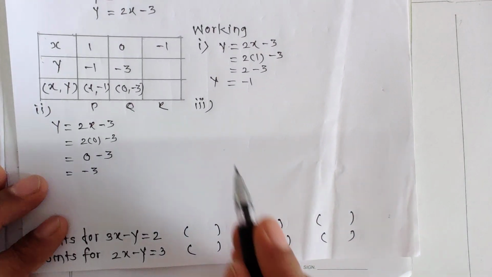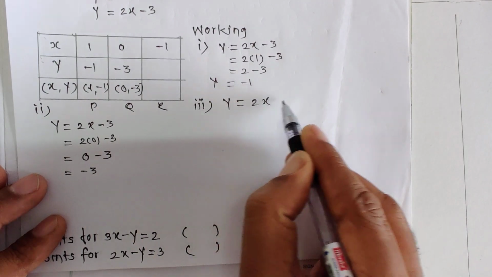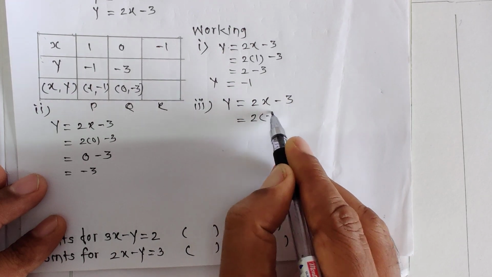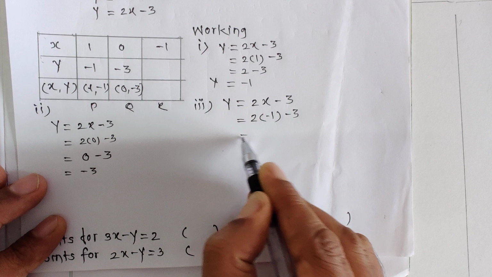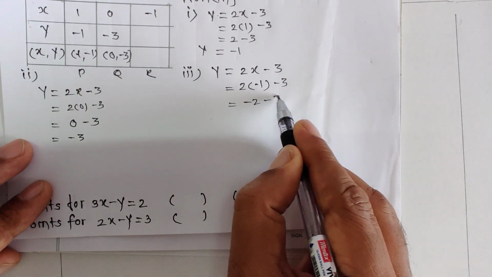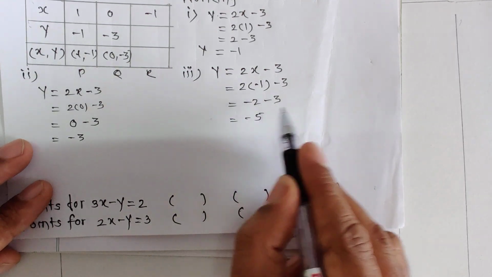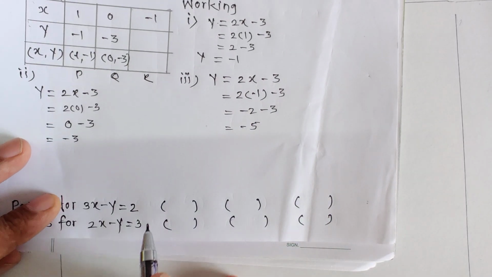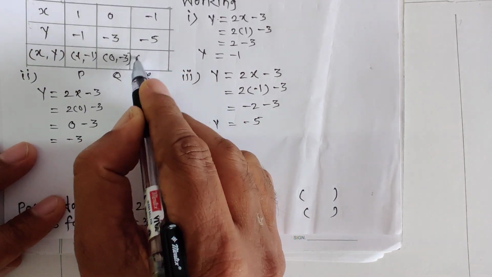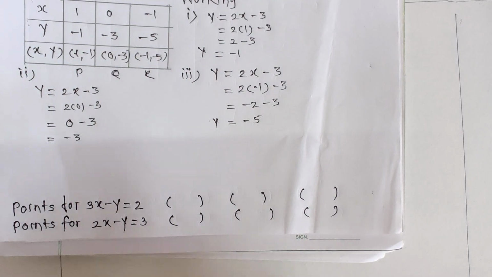Now third point, y is equal to 2x minus 3. Substitute x as minus 1. So 2 into minus 1 we get minus 2 minus 3, it is minus 5. Whenever similar sign, add both and place the sign of the greater number. So we get minus 5. So minus 1 and minus 5, this is the third point.